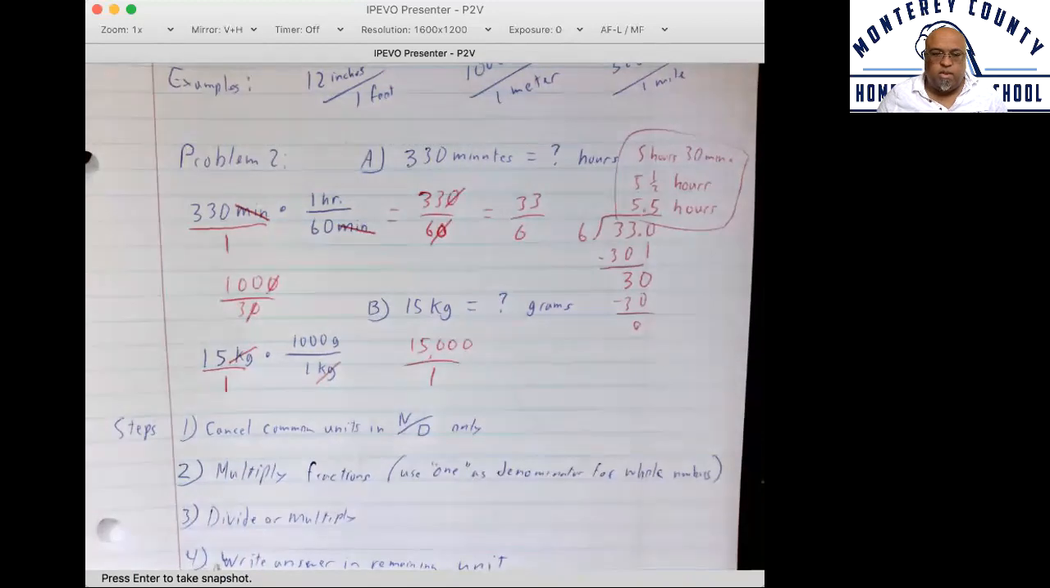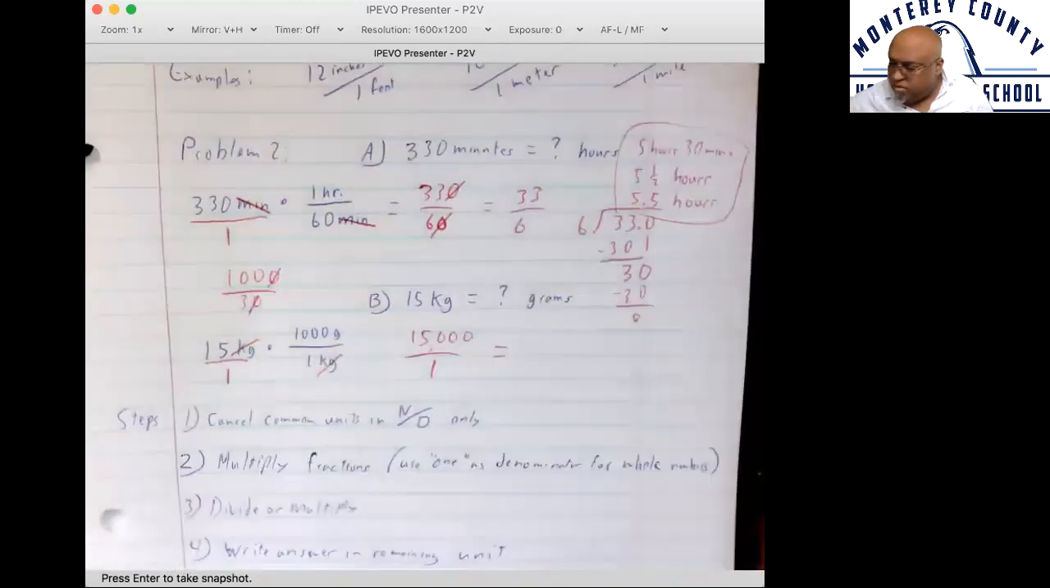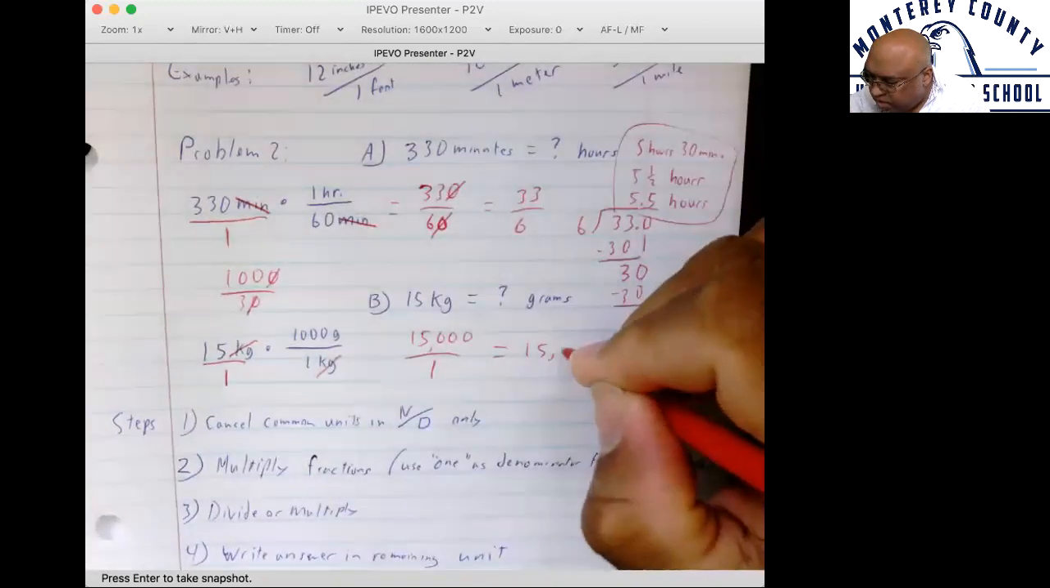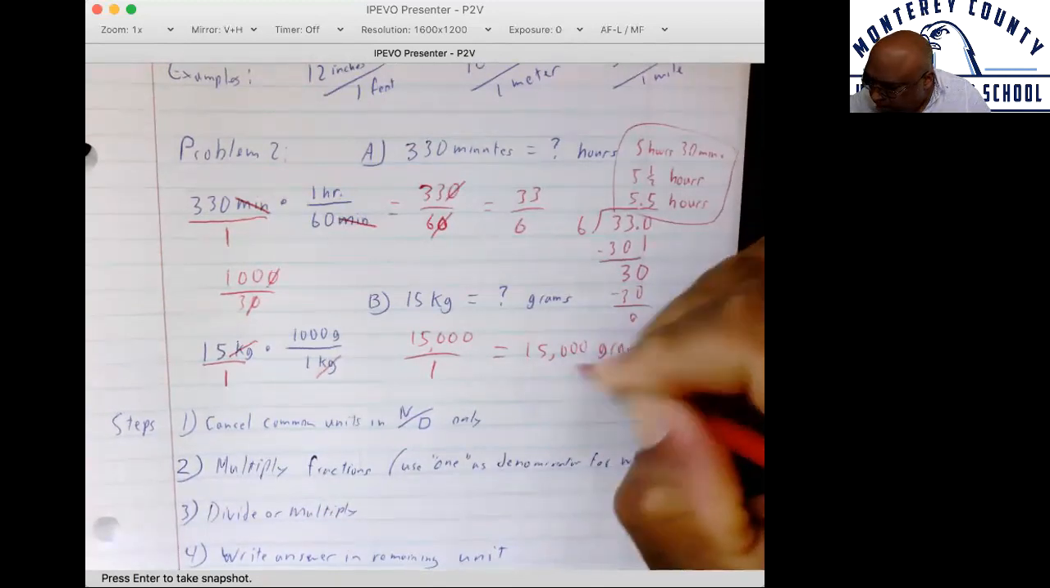Okay. Step 3 is divide or multiply. In this case, 15,000 divided by 1, it's already written as a unit rate, so I don't have to divide. I would just write my answer in the remaining unit. And my answer is 15,000 grams.